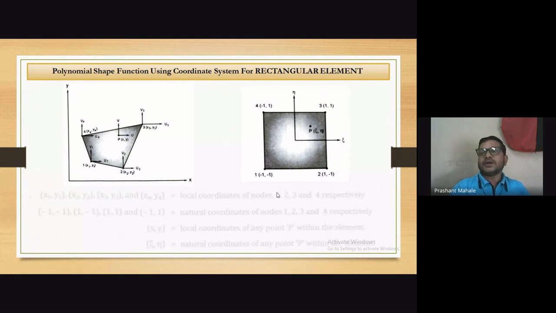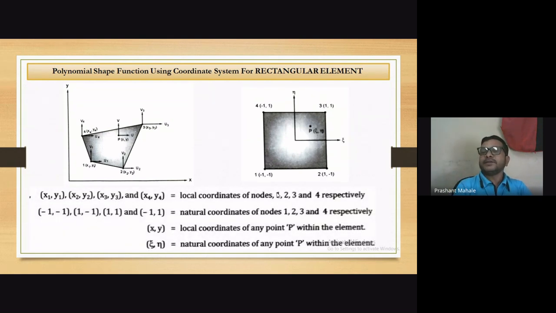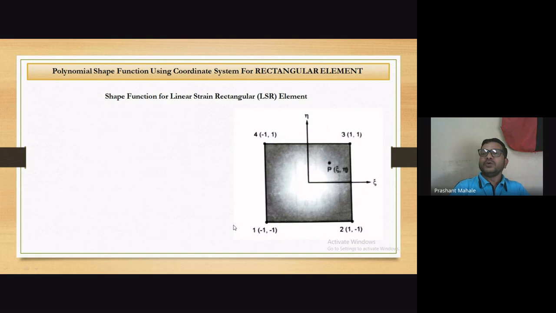What is that further analysis that we'll see? So as I told you about what is x1, y1, x2, y2, x3, y3, x4, y4, and (-1, -1), (1, -1), (1, 1), and (-1, 1). Whereas x and y for P and zeta and eta for P in natural coordinates, these all actually, as I explained, are written here also, so that in future when you will have a printout of these PPTs, that will be known to you. Now I'll go for the shape function for linear strain rectangular element.